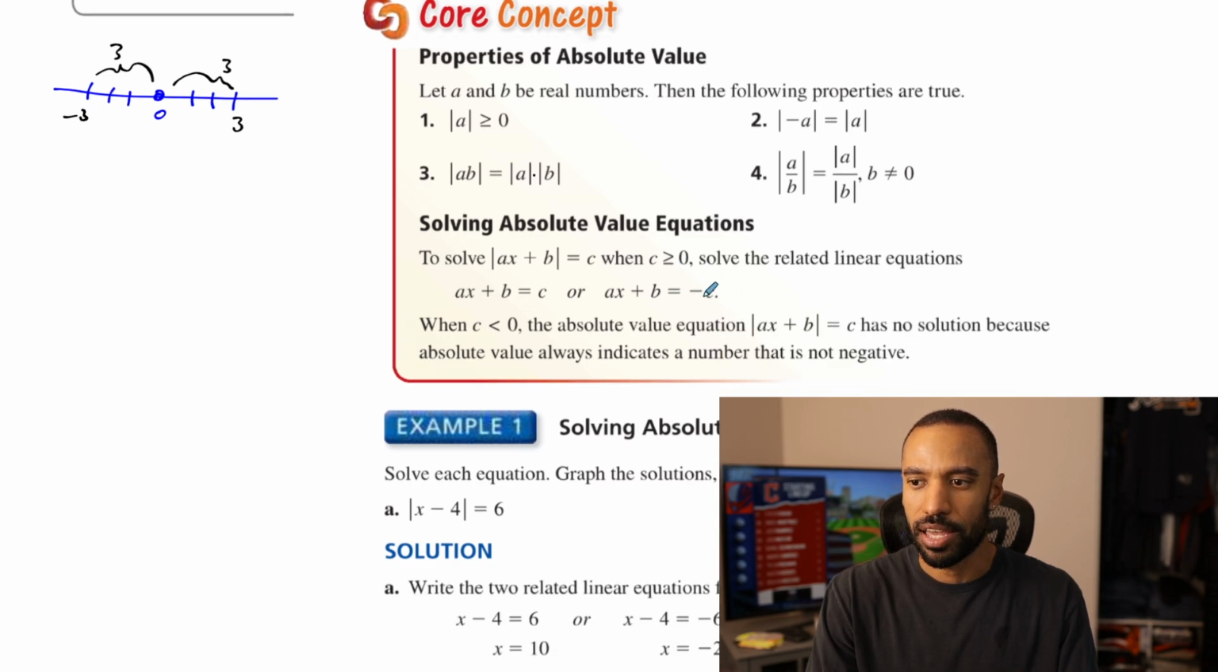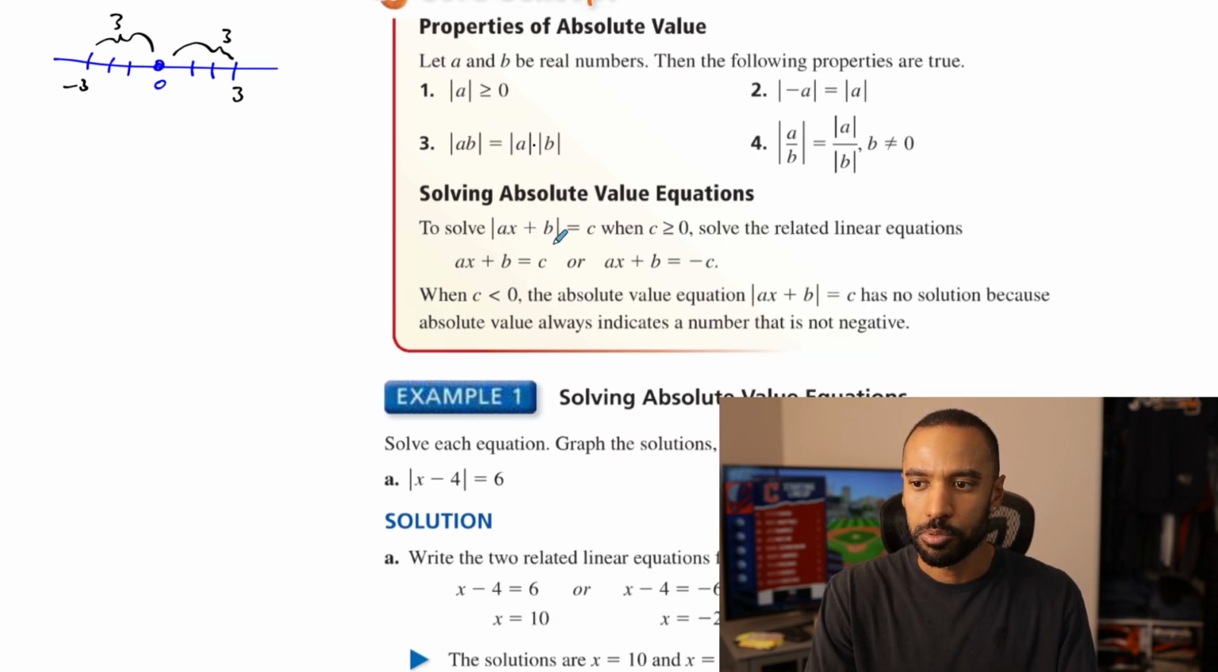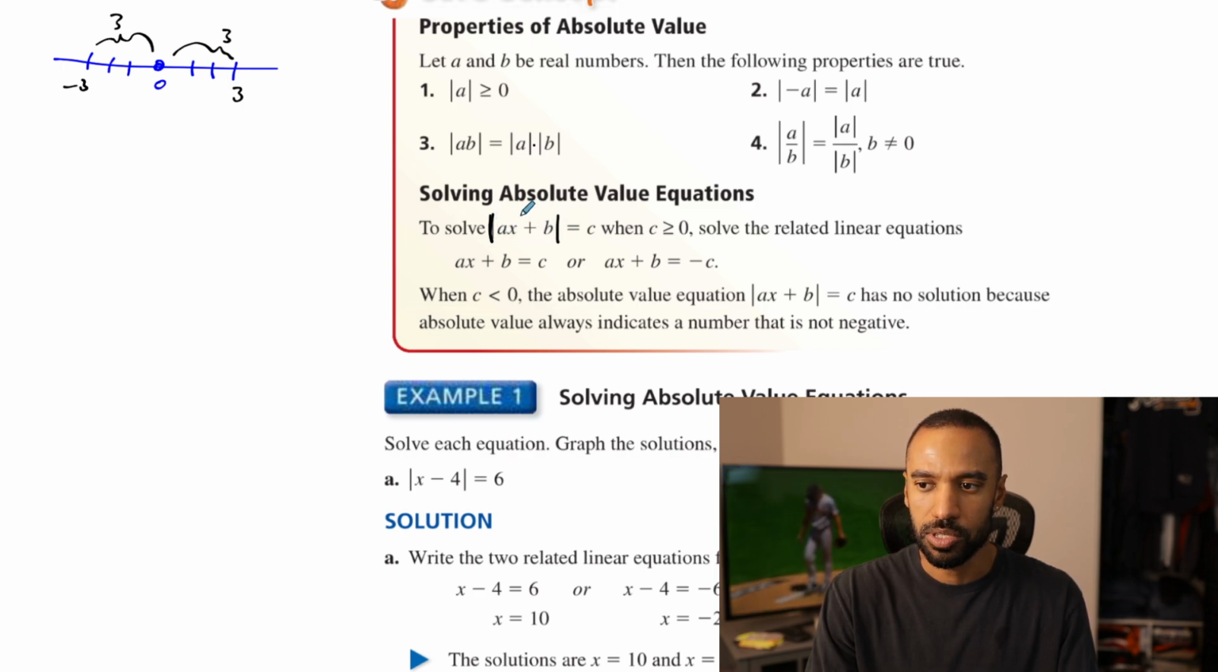Okay, solving absolute value equations. To solve an absolute value equation, this means now what you see here is the function itself, the absolute value. It's on its own side of the equation, and it's equal to some constant value c when c is greater than or equal to 0.